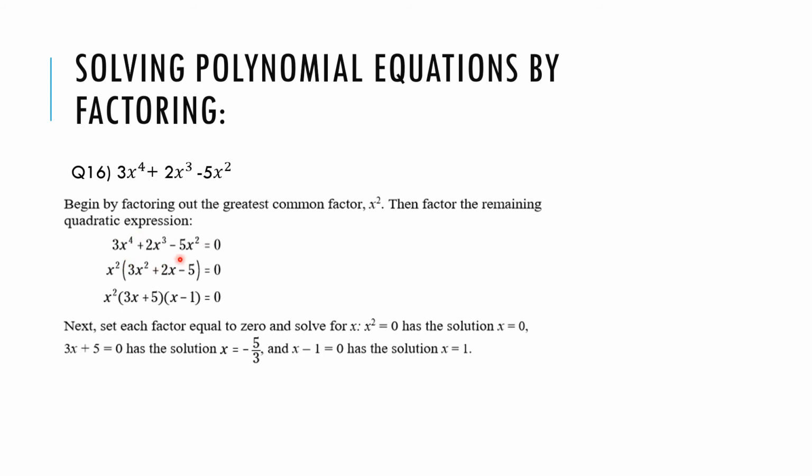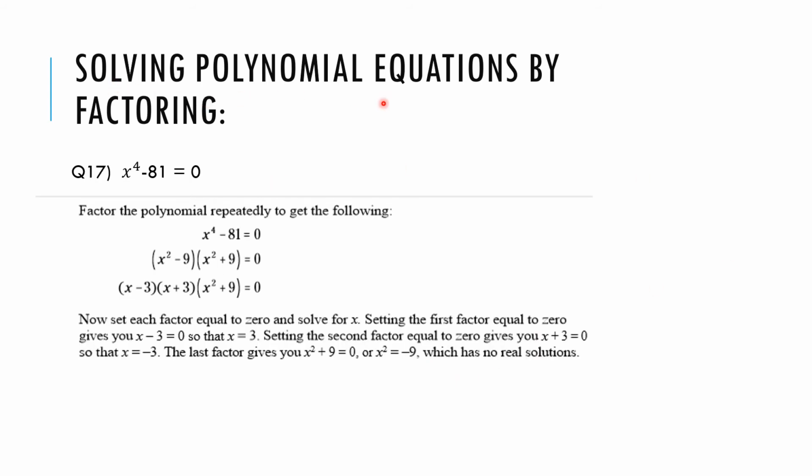3x^4 plus 2x^3 minus 5x^2. We have x squared times (3x squared plus 2x minus 5) is equal to 0. x squared times (3x plus 5) times (x minus 1) is 0. Next, set each factor equal to 0 and solve for x. x squared is equal to 0 has a solution x is equal to 0. 3x plus 5 is 0 has a solution of x is equal to minus 5 by 3. And x minus 1 is equal to 0 has a solution x is equal to 1.